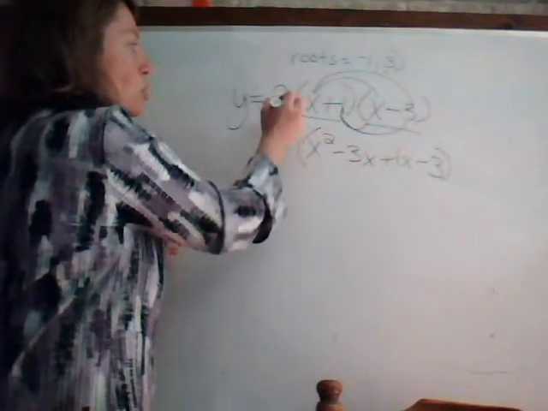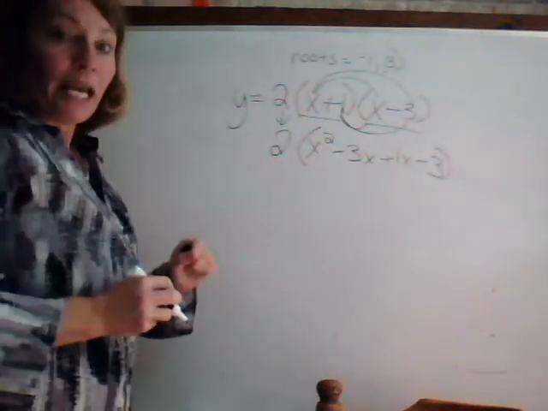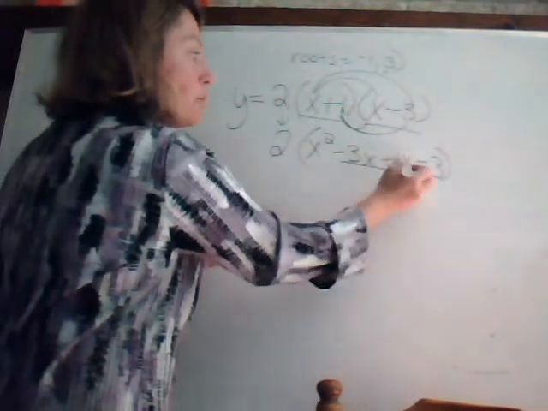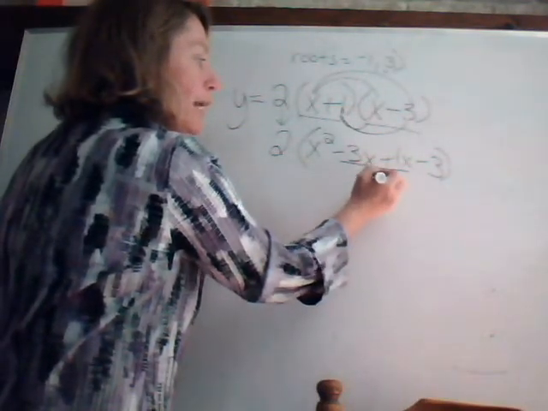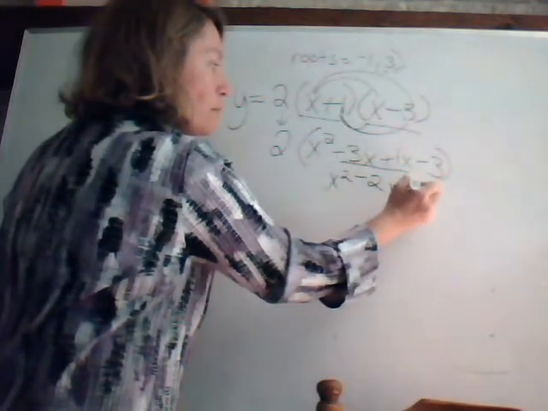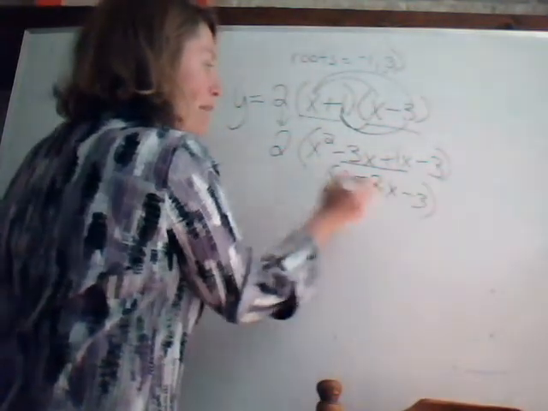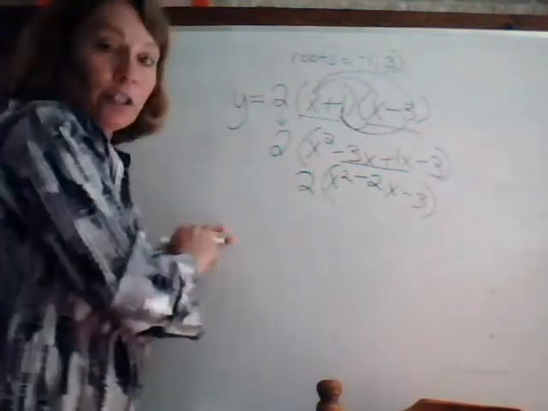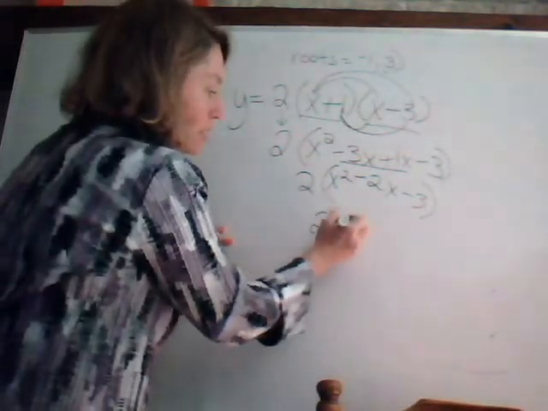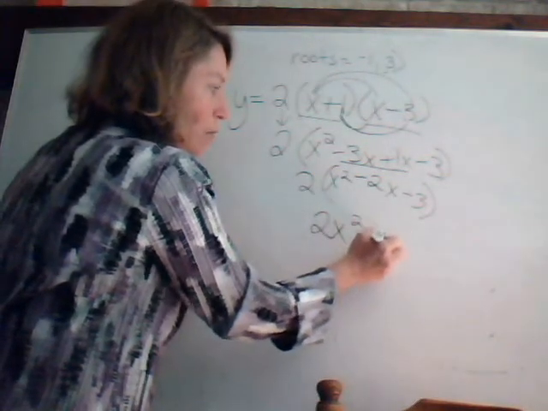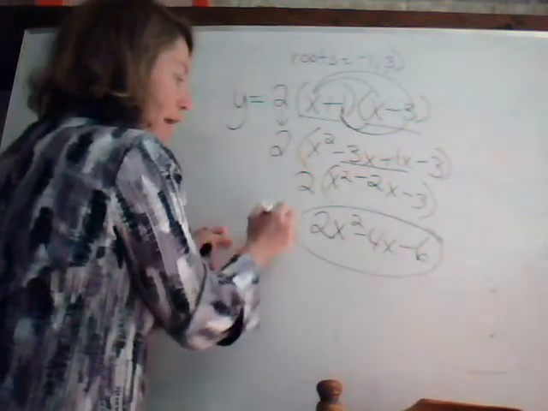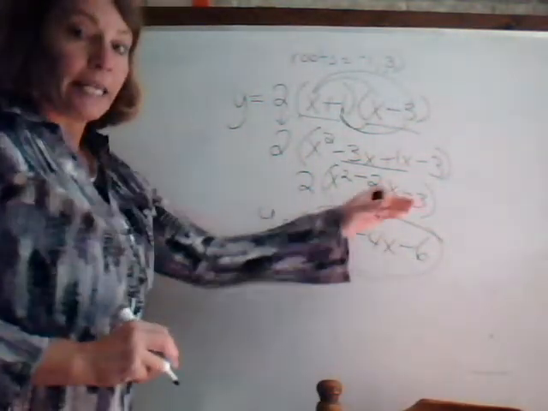Then I've got this 2 out front, or my A. I bring that down. Remember, I can combine my two middle terms. These two middle terms combine to a -2x. So I have x squared minus 2x minus 3. I still have my lead coefficient, or my A of 2. At the very end, I distribute it in. Remember, order of operations. So 2x squared minus 4x minus 6. Voila. There I have it in standard form in descending order.